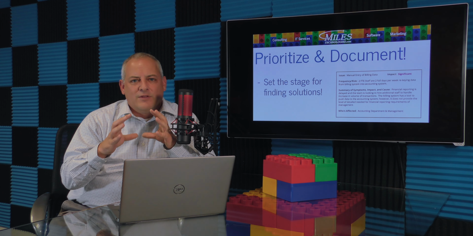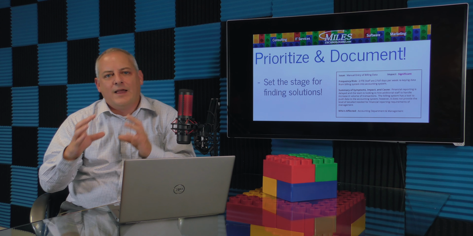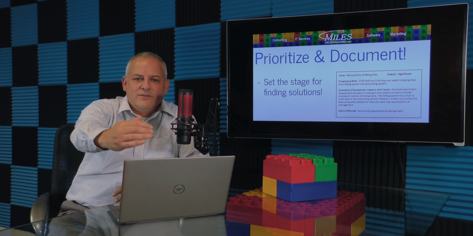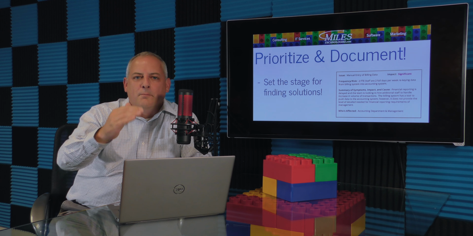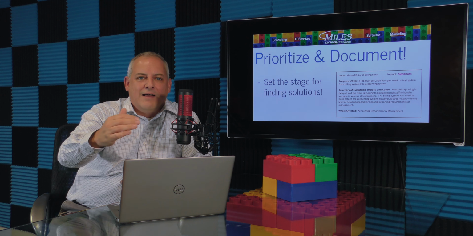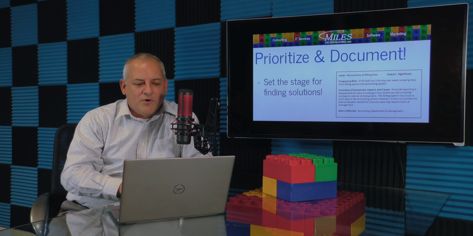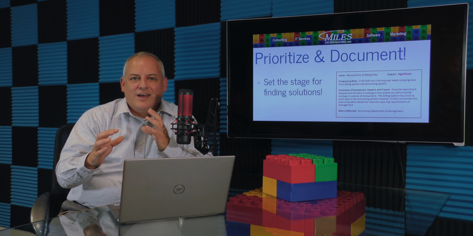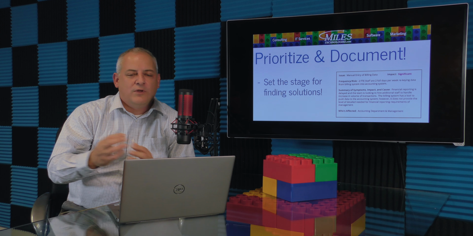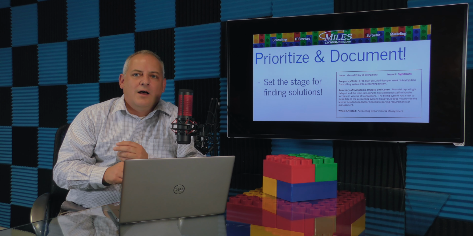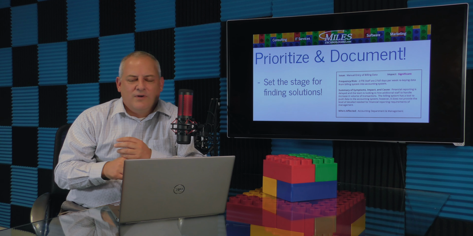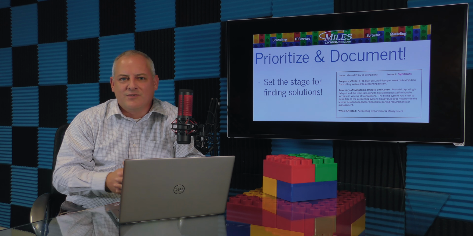The idea is you want to set the stage for finding solutions. Prioritize and organize any documentation that you have in terms of what's most important, what could have the biggest impact, and then summarize. What is the potential opportunity or risk if you don't make a change? What is the impact? How often? What's the frequency of how things are happening? How much time does it take?